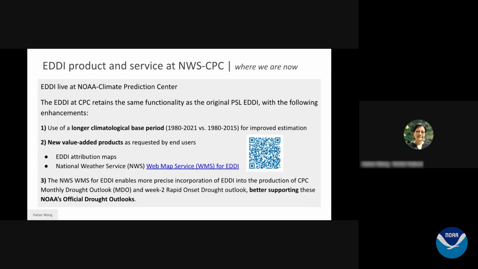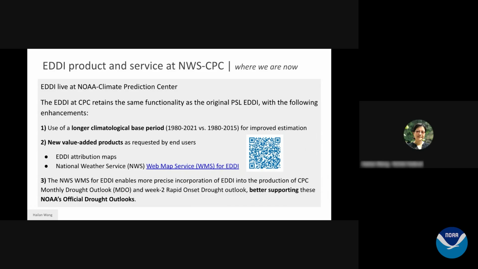So the first enhancement is that the EDDI at CPC currently uses a longer climatological base period for improved estimation. So compared to original PSL EDDI, which just uses 1980 through 2015, currently the EDDI at CPC just uses a longer period, 1980 through 2021. And really the ending year of this climatological base period depends on when we actually started the production. Here, the regional PSL EDDI just started the production during the year 2016, and the CPC EDDI just started the production during the year 2022. And that's why we had this different climatological base period.